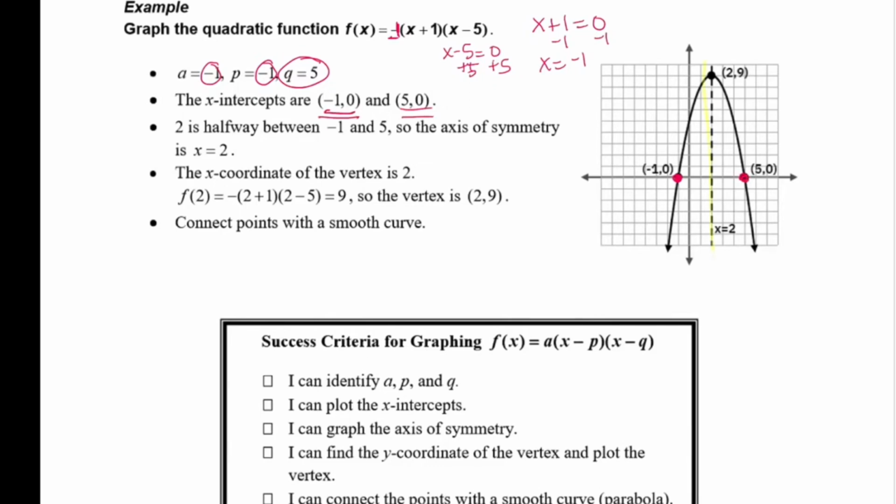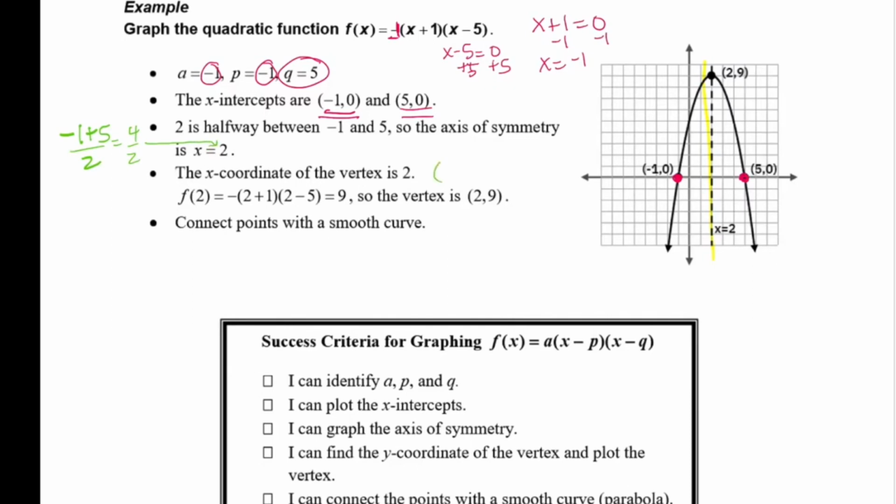The axis of symmetry is going to be right in between those two numbers. Now I can add -1 plus 5 and divide it by 2. And I get -1 plus 5 is 4. If I divide that by 2, I get 2. So that's halfway in between. The vertex is going to be 2.